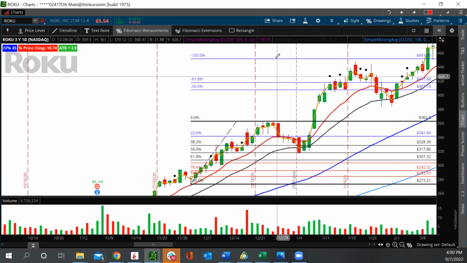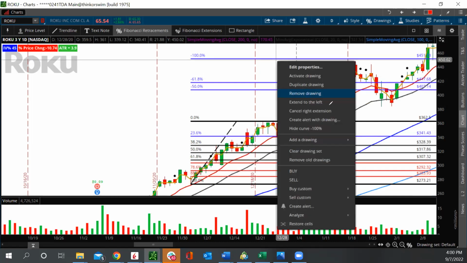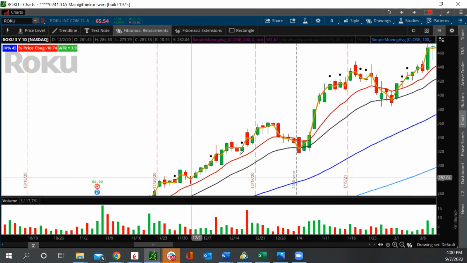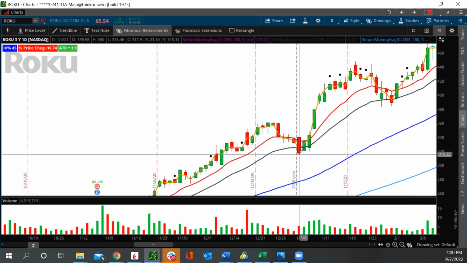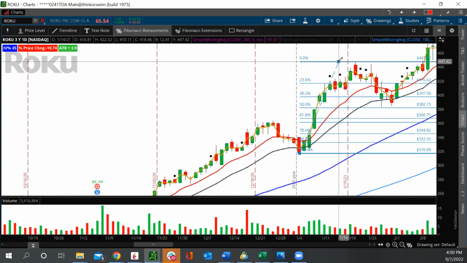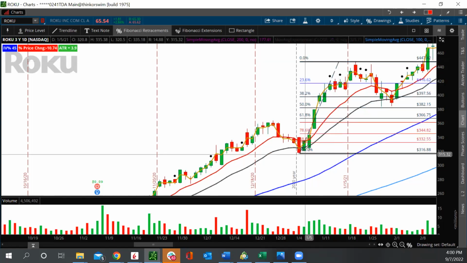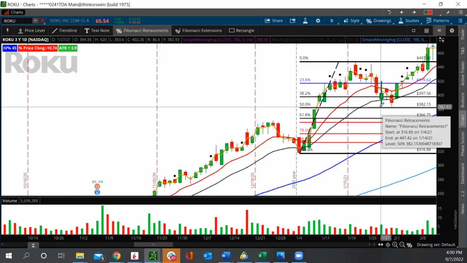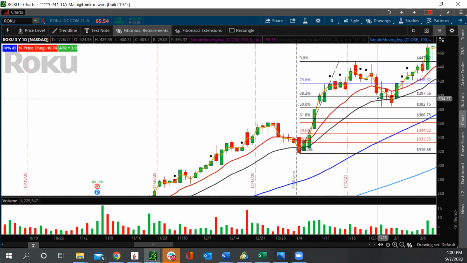Let's look at this one. Okay. That was that one, that move. This move here, from here to here, right? Most recent low to the high, right into that 50. Right. So again, you could just do a blind limit buy there, or you could wait for some type of a signal. It's up to you.